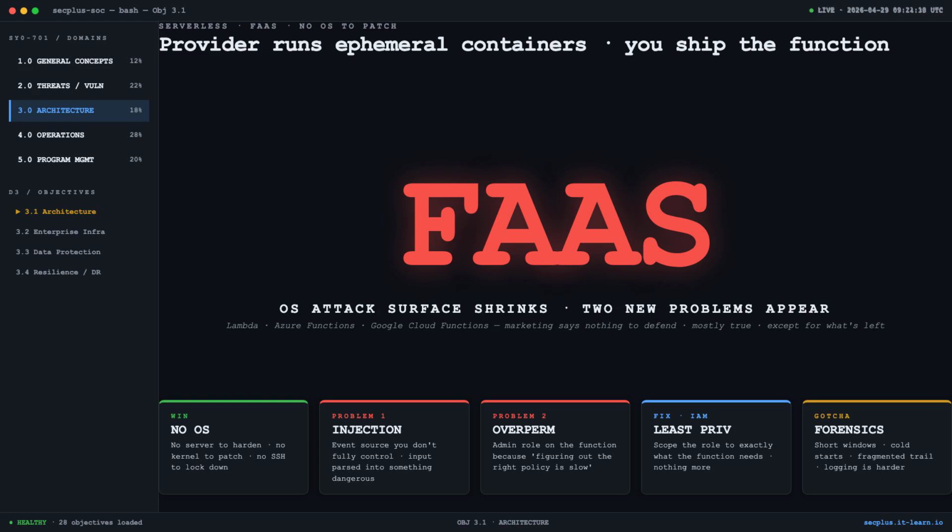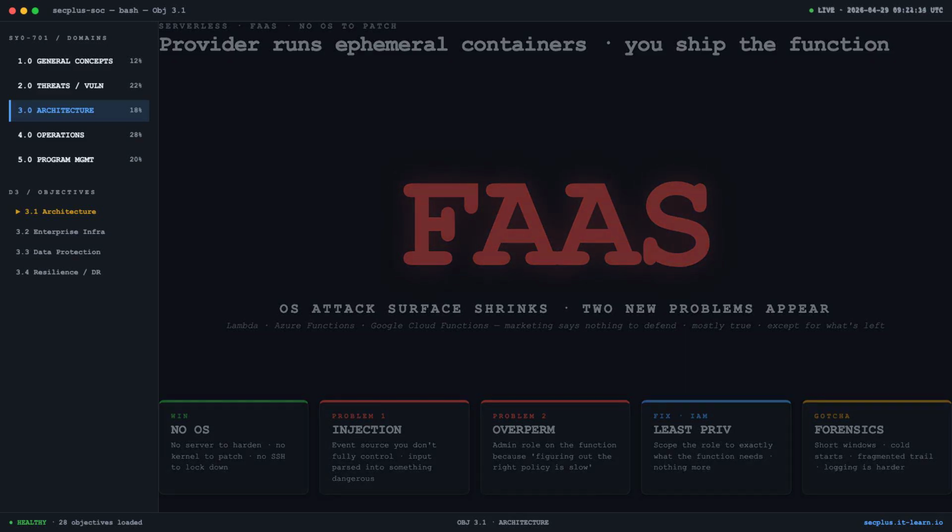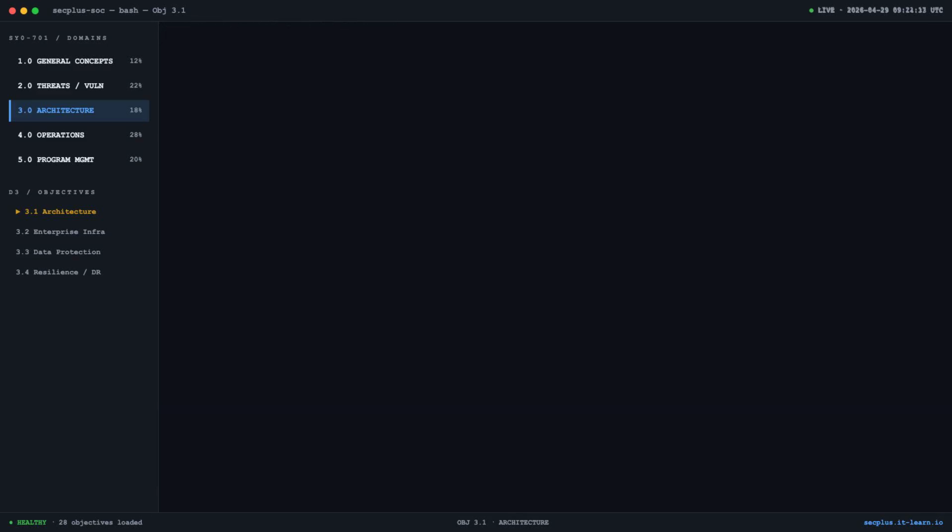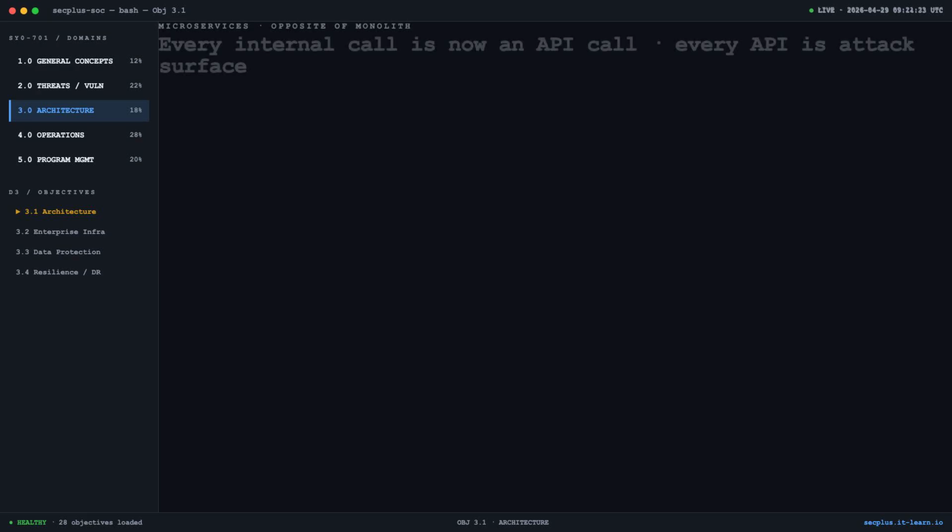Microservices. The opposite of a monolith. Instead of one big application, you ship dozens of small, loosely coupled services that each do one job and talk to each other over APIs or message queues. Kafka, RabbitMQ, gRPC. Usually containerized. Usually orchestrated by Kubernetes. The security story changes shape.